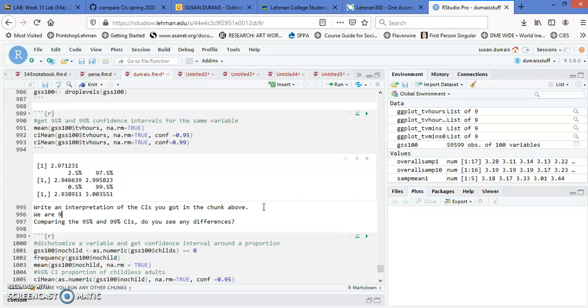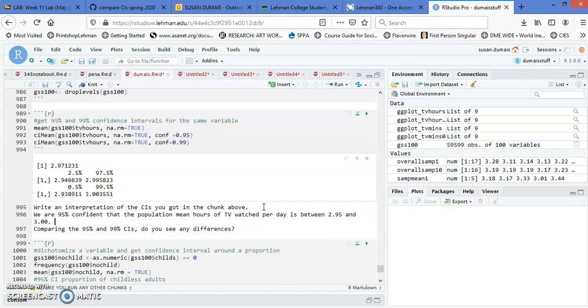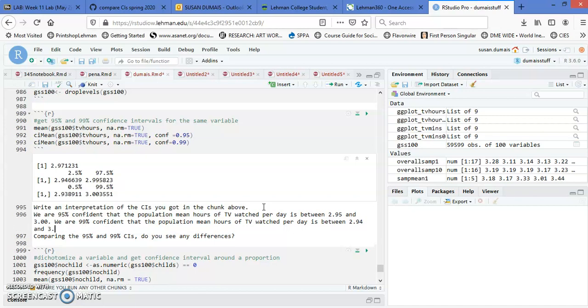So if we are interpreting them, we are 95% confident that the population mean hours of TV watched per day is between 2.955 and 3.00. We are 99% confident that the population mean hours of TV watched per day is between 2.94 and 3.00.